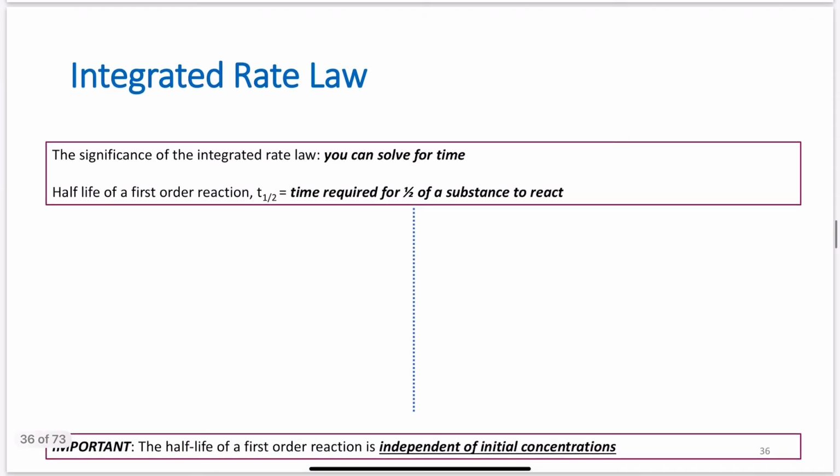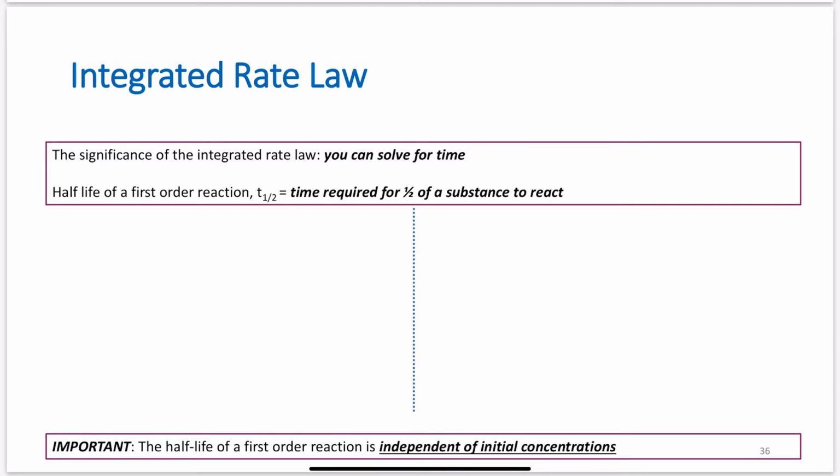So why do I care? Because I can solve for time. This is a very important consequence of these reactions. I can actually solve for time. I can say how much time passes before 50% of the sample's been reacted. How much time until I have 75% remaining. How much time until only 10% remains and it's now safe to dump this chemical.